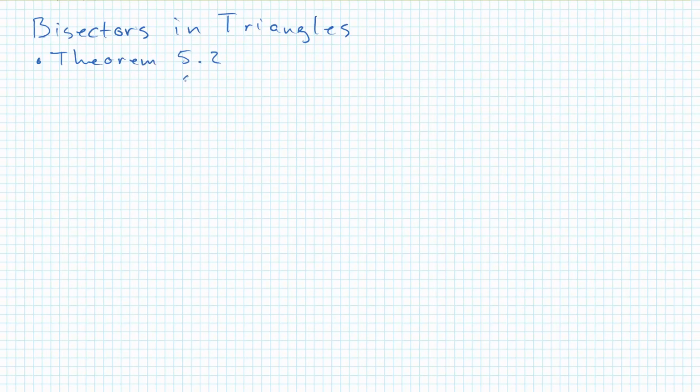Okay, so we're going to be looking at 5.2 today, and 5.2 is bisectors in triangles. And today we're going to be looking at a bunch of theorems. We're going to be looking at theorem 5.2, 5.3, 5.4, and 5.5.